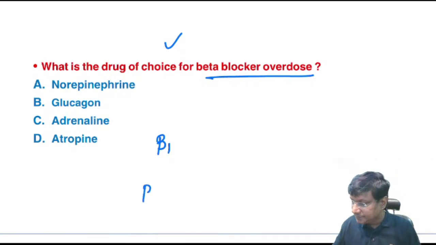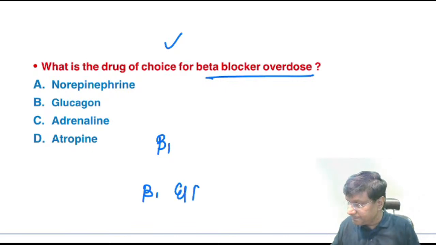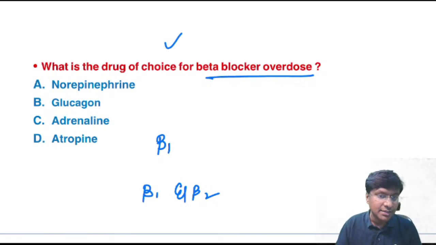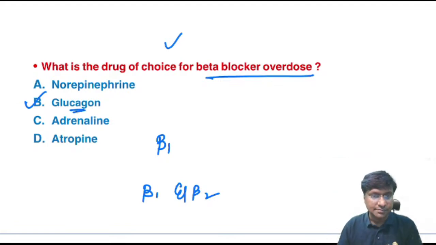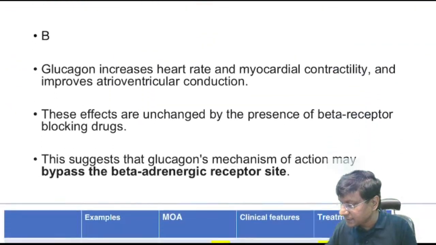Then we have beta 1 and beta 2 blockers, that is non-selective blockers: propranolol, timolol, nadolol. Very good, so the drug of choice is glucagon. Now you should understand why we are giving glucagon; you should understand the mechanism of action of glucagon.